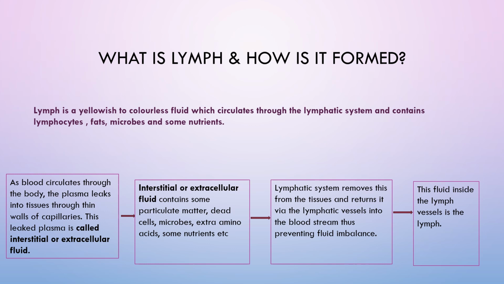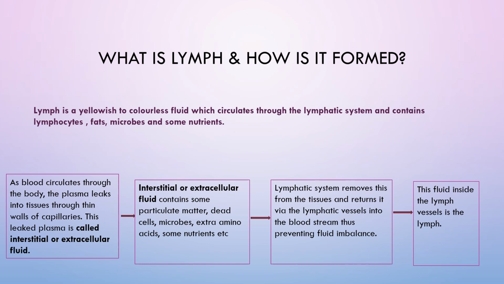So, as the blood flows through the capillaries, which are very thin walled, the plasma from the blood leaks out of the capillaries and goes into the intercellular spaces. Now, this fluid is then known as interstitial or extracellular fluid. This fluid contains particulate matter, dead cells, microbes, fat, some amino acids, nutrients, etc. Now, what the lymphatic system does is it removes this fluid from the tissues and it returns it to the bloodstream.